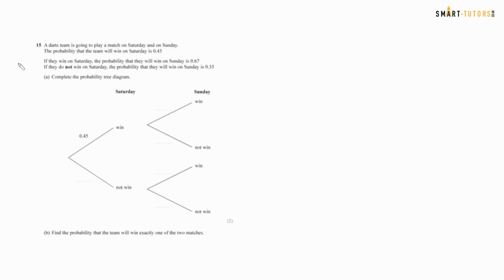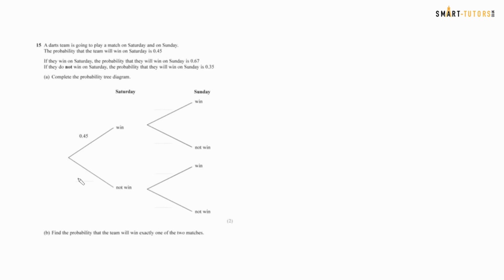Question number 15. A darts team is going to play a match on Saturday and on Sunday. The probability that the team will win on Saturday is 0.45. If they win on Saturday, the probability that they will win on Sunday is 0.67. If they do not win on Saturday, the probability that they will win on Sunday is 0.35. Complete the probability tree diagram. This is just a straightforward basic tree diagram question. So the theory behind this one is that the total probability on the branches adds up to 1.